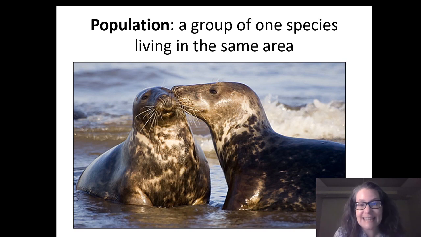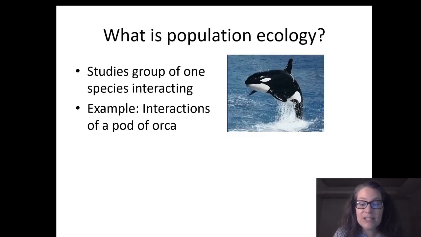A population is a group of one species living in the same area. So like a herd of elk in Idaho, right? Or a herd of deer in Idaho, or a group of wolves that live in Idaho. All of those would be populations that maybe a wildlife ecologist would be interested in looking at. A population ecologist then is going to study the interactions of one single species, like follow a pod of orca and then look at how they're interacting, maybe how they're breeding, who's breeding with who, who makes a calf each year and fledges it, things of this nature, right?